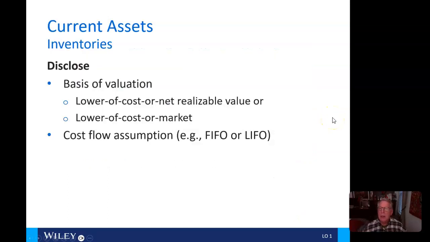Okay, so inventories, we're going to disclose that on the basis of how we value it. And again, we have the lower of cost or net realizable value or the lower of cost or market. So the cost flow assumption then, of course, would be important as well. FIFO, LIFO, weighted average.